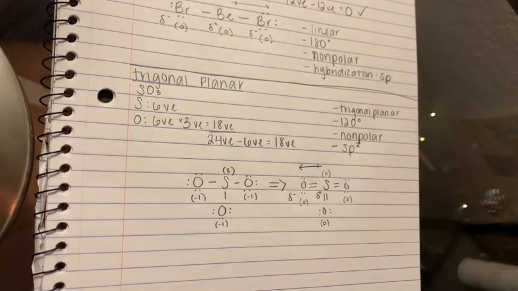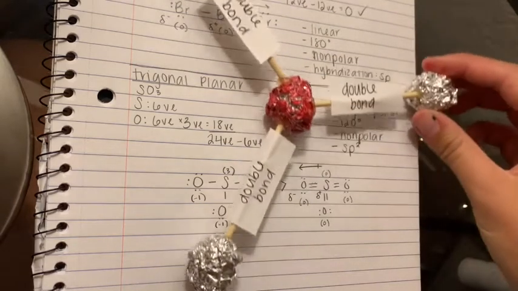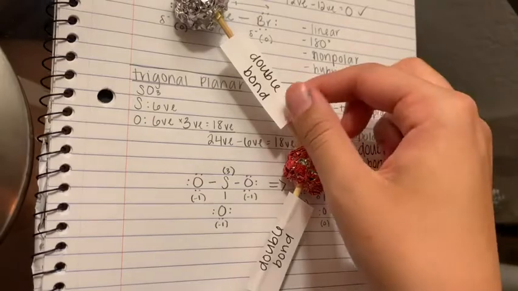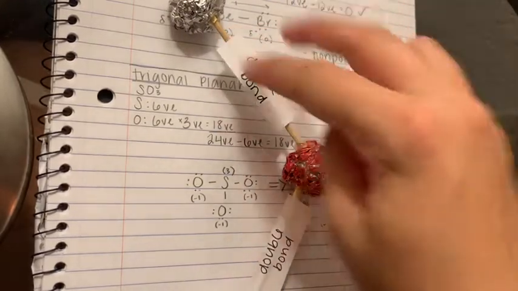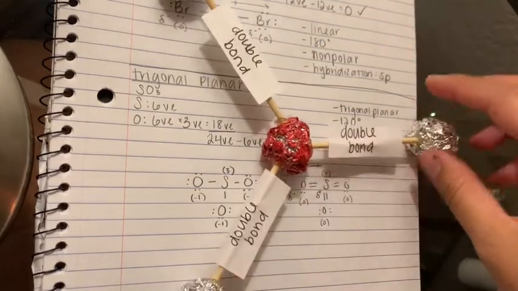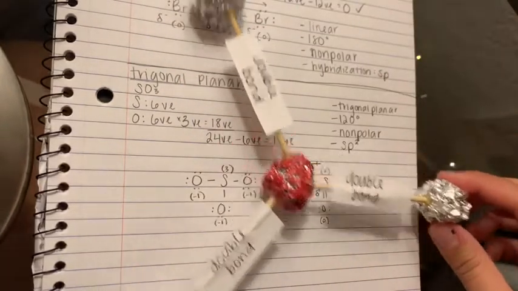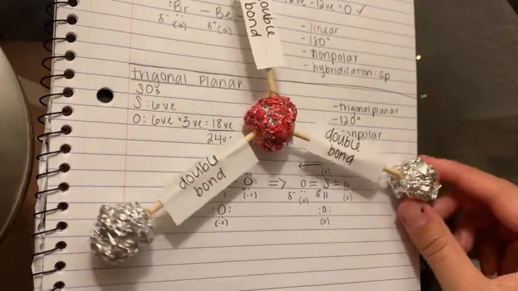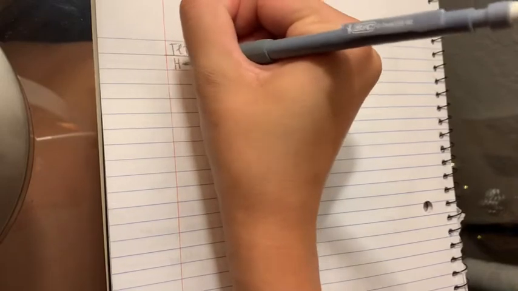And then my diagram for this, there you go. I just put these papers showing that there's a double bond on both of these, and the middle is the sulfur. Here are your oxygens. They're spread out evenly. And for tetrahedral, I chose to do hydronium, which is H3O+.